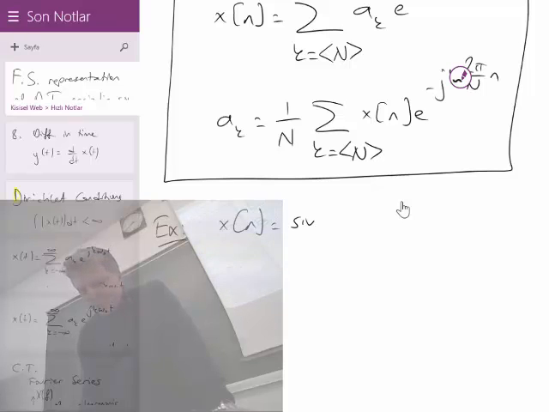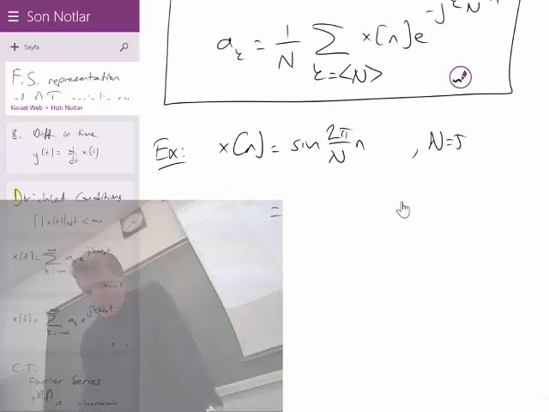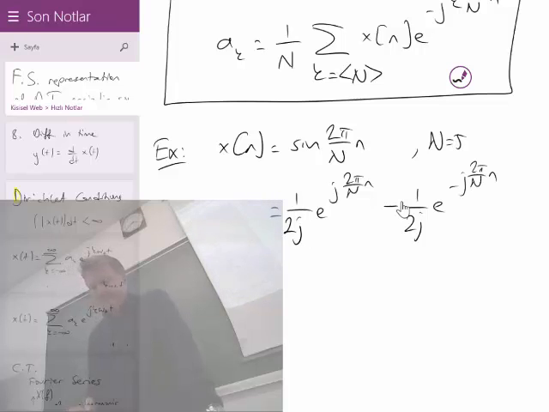X of n is equal to sine 2 pi over capital N n, and for some certain N, let's say N is equal to, I don't know, 5, whatever. Okay? So this is a periodic signal because capital N corresponds to an integer. And the period is 5. And capital N is the period, as you see. And the way to find the Fourier series representation is like this: 1 over 2j e to the j 2 pi over capital N n minus 1 over 2j e to the minus j 2 pi over capital N n.